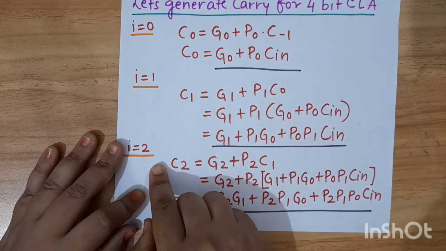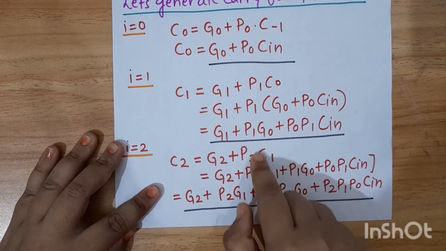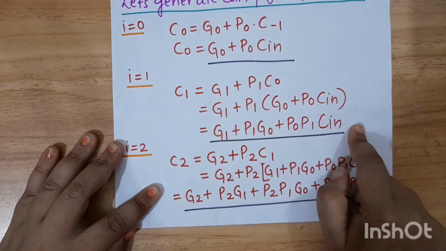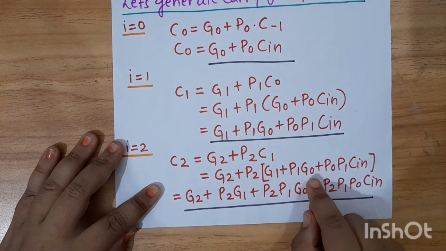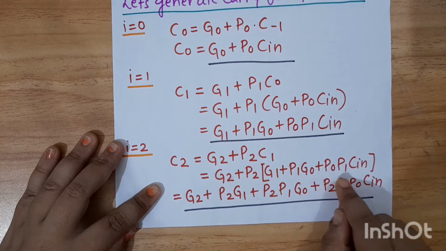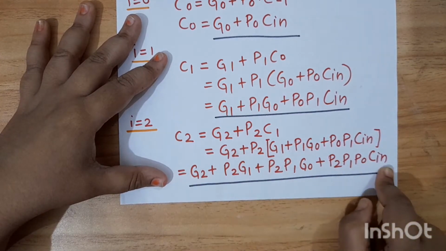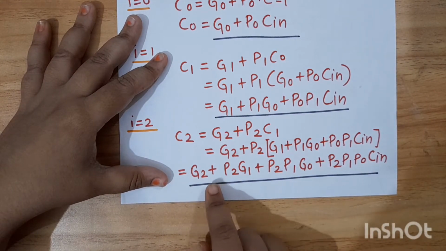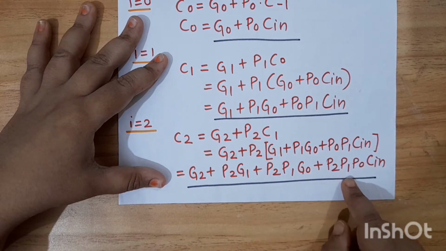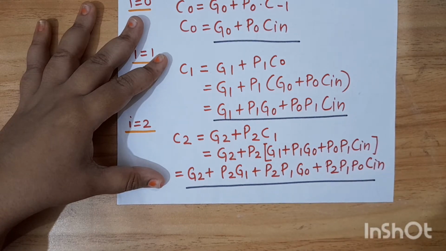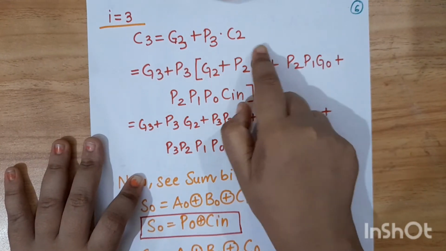Then i is equal to 2. So C2 is equal to G2 plus P2 C1. C1 is replaced with this big expression, so G2 plus P2, and inside the bracket G1 plus P1 G0 plus P0 P1 Cin, close bracket, and the whole equation on expanding is coming as G2 plus P2 G1 plus P2 P1 G0 plus P2 P1 P0 Cin. For i is equal to 3, C3 is equal to G3 plus P3 dot C2.